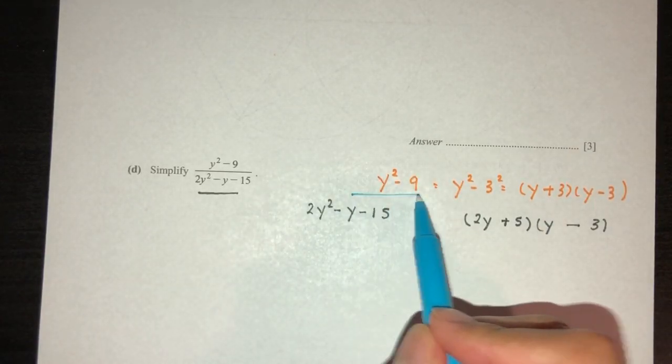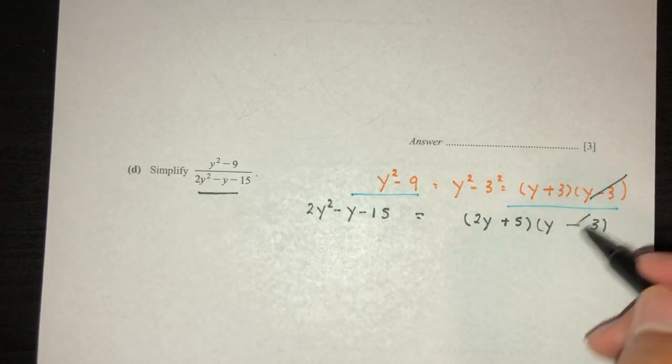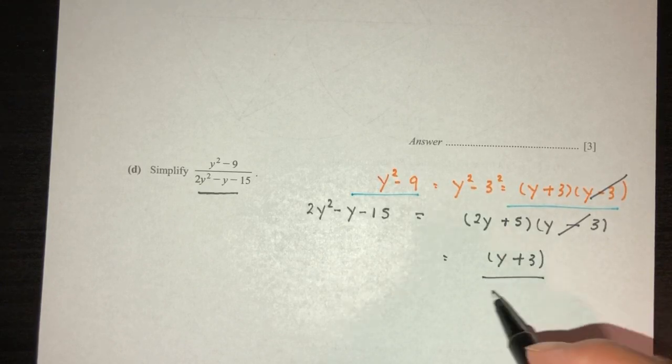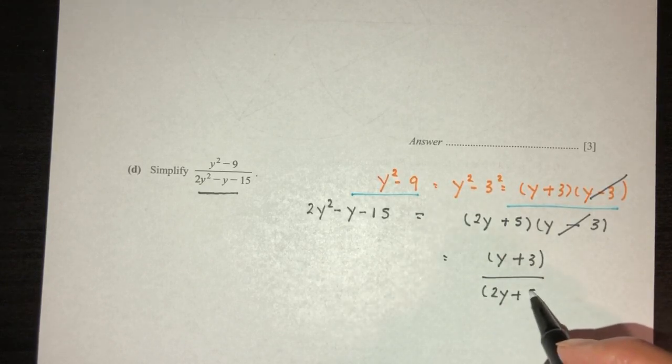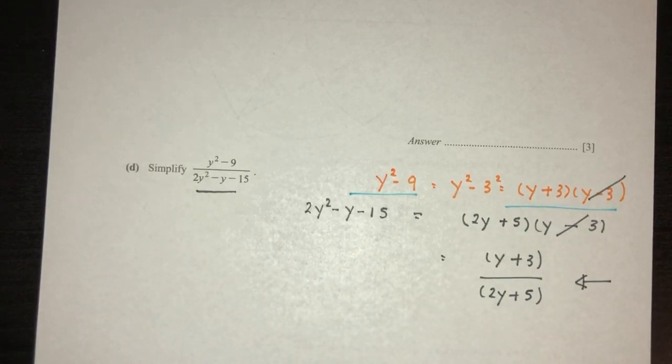Now we can simplify. So this over this, which means this over this. If you realize these two are the same, it goes away. So you have y plus 3 divided by 2y plus 5. That will be your answer for part D of question number 7.